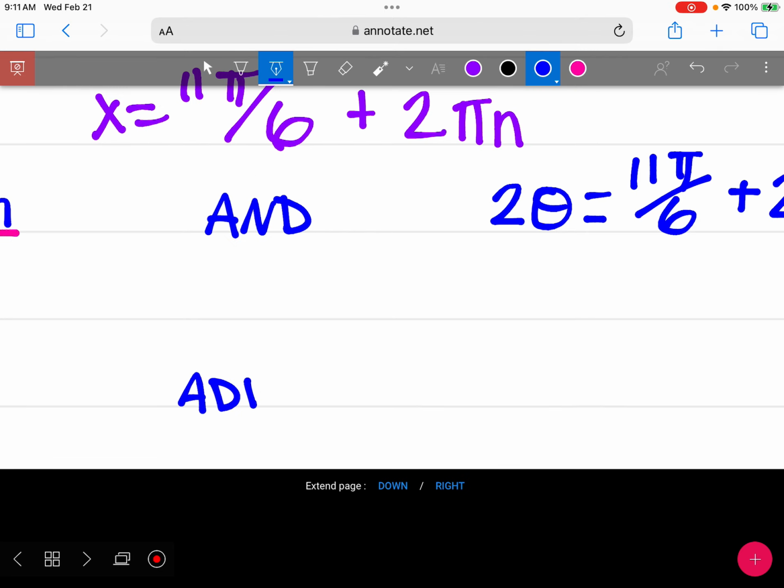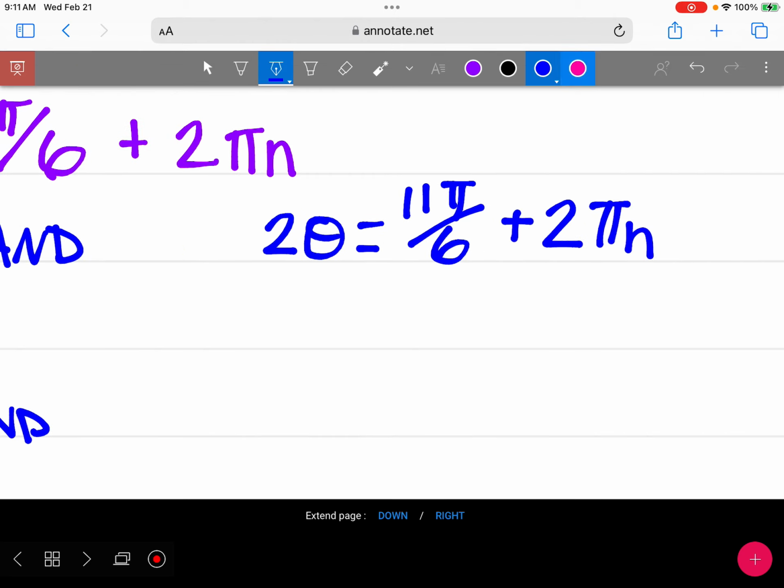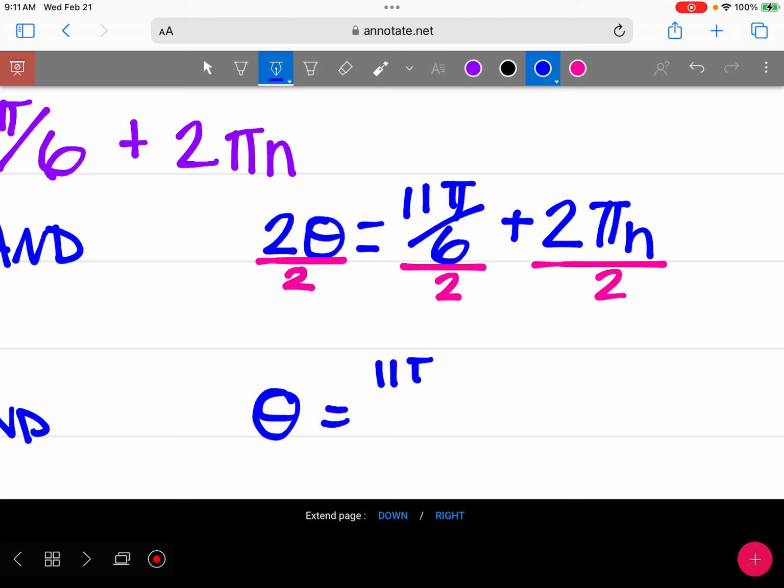And so we got to do it to the other side too. That's not how we spell "and." There we go. Divide all of these pieces by 2 as well. So we're going to have our theta equals 11 pi over 12 plus pi n.